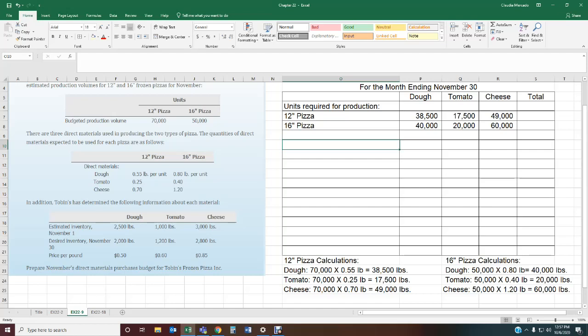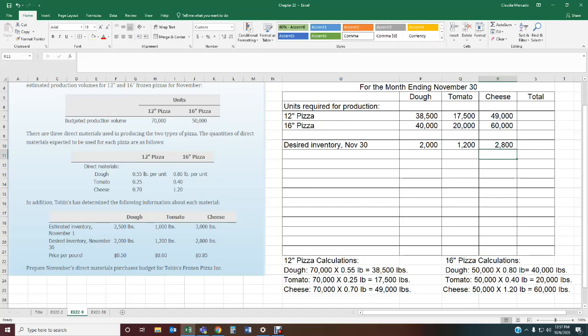Okay, so we want to have that available in a refrigerator in case something comes up. We are ready to be able to produce additional pizzas. So I'm going to put my desired inventory as of November the 30th. And we want to have 2,000 pounds of dough. We want to have 1,200 pounds of tomato. And we want to have 2,800 pounds of cheese.